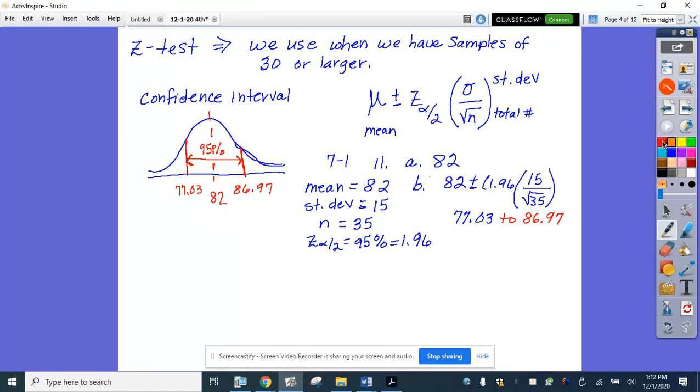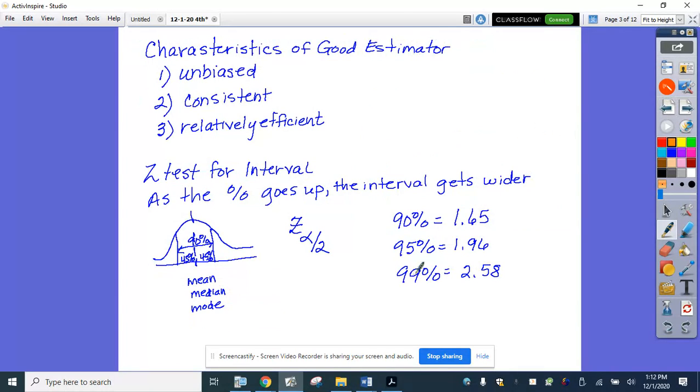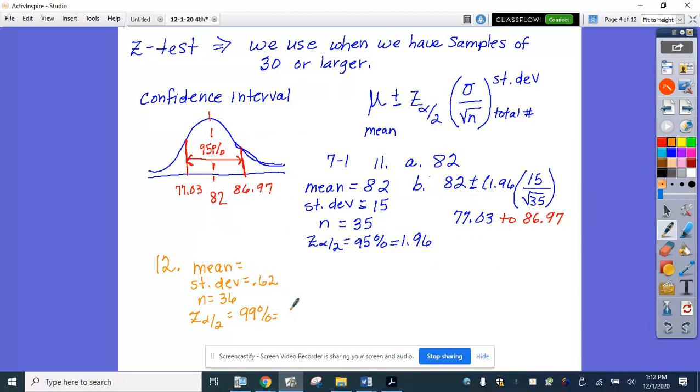Okay, so I'm going to do one more example, and that is number 12. Number 12 tells me that I don't know what the mean is. It tells me that I have a standard deviation of 0.62. I have an N of 36. And I have a Z sub alpha over 2. Tells me I'm doing 99%. So we have to go back to these numbers over on the other page. For my 99%, it's 2.58 right here. So this is going to be 2.58.